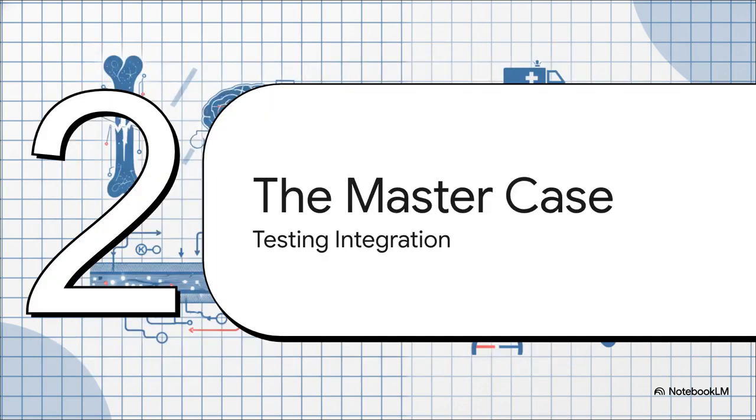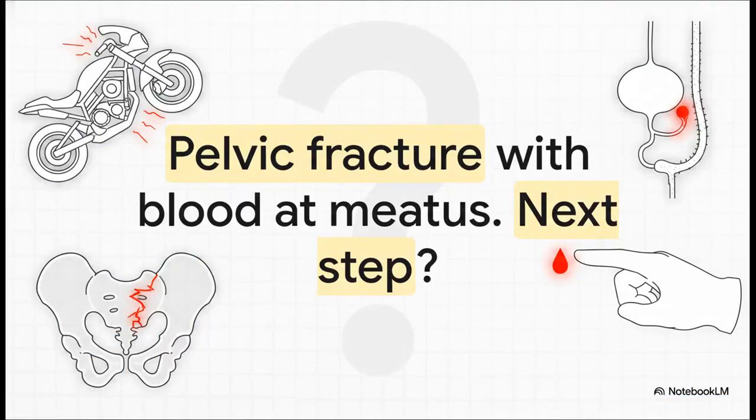The master case. Testing integration. All right, it is time to put it all together and look at the structural blueprint of a high-stakes clinical assessment. Here is our patient profile blueprint. We've got a 25-year-old male brought in following a severe motorcycle crash. He has a confirmed pelvic ring fracture, gross hematuria, and suprapubic fullness.